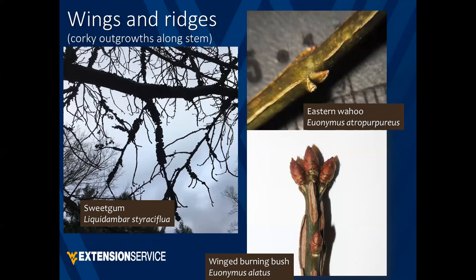And these sweet gum corky ridges can really be big. You might spot one of these things from a long way away and think, what is wrong with that tree? You go over and you see it's a sweet gum with these corky ridges on the bark.